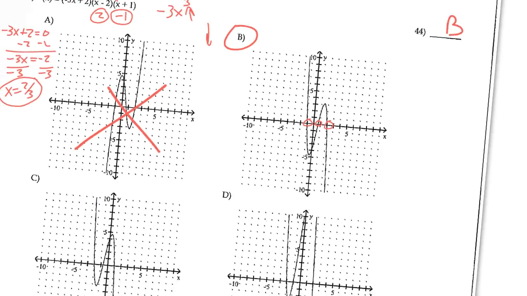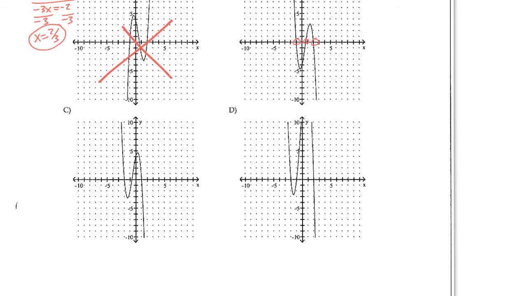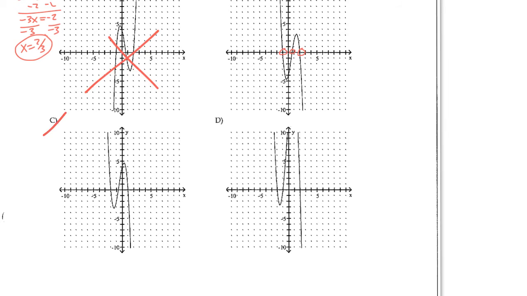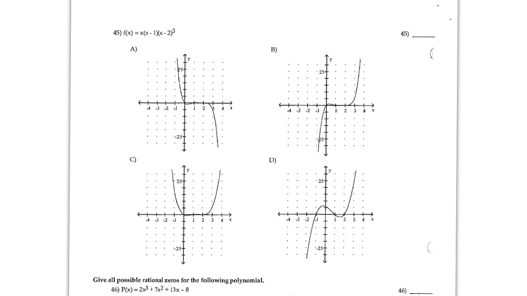Just make sure that the others don't hit at negative 1, 2, and 2/3, and they don't. Okay, so what are the zeros here of this problem? The x out in front would have a 0 of 0. The x minus 1 would have a 0 of 1, and the x minus 2 would have a 0 of 2, 3 times. Okay, so 3 2's.